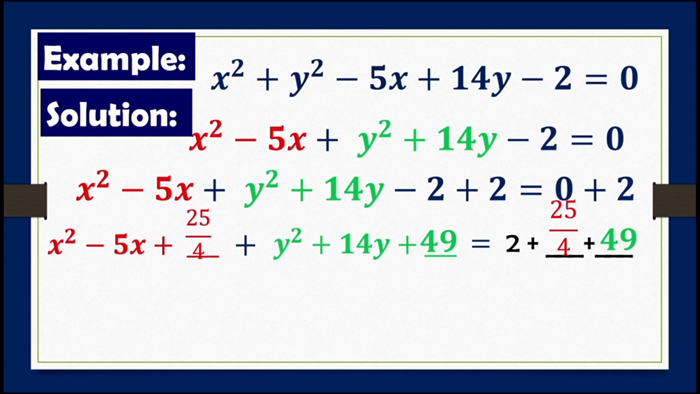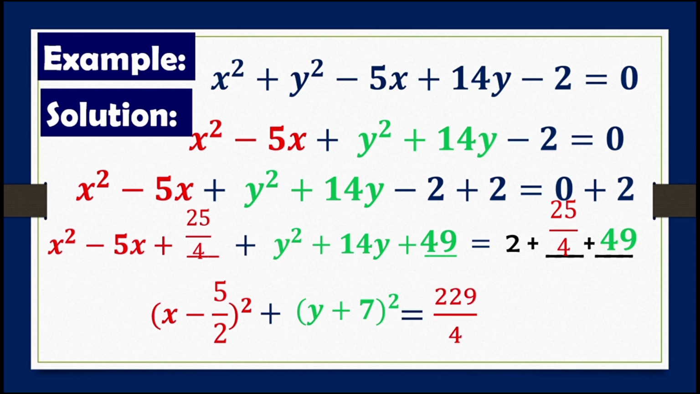Then, we will express x squared minus 5x plus 25 over 4 as a square of a binomial, and that is quantity x minus 5 halves squared. While y squared plus 14y plus 49 will also be written as a square of a binomial, and that is equal to quantity y plus 7 squared. Then, combining 2 plus 25 over 4 plus 49 is the same as 229 all over 4. So, quantity x minus 5 halves squared plus quantity y plus 7 squared equals 229 all over 4 is considered the standard form of the equation of our circle.